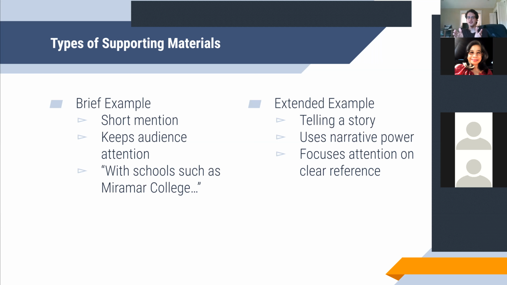As for the extended example, it uses the power of stories to engage and maintain the audience's attention. By telling an extended story, by referring to specific events, people, places, it's so much easier for the audience to follow along. That's why you don't just want to tell about your cultures in the abstract. Try to tell stories related to those cultures.